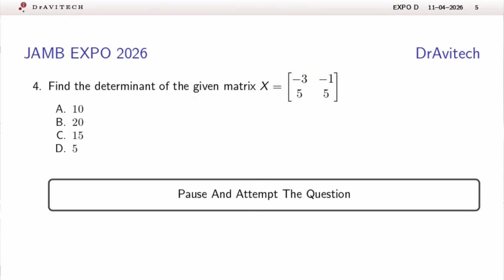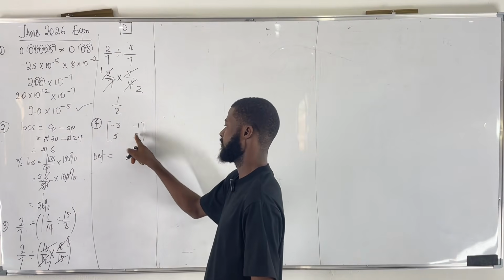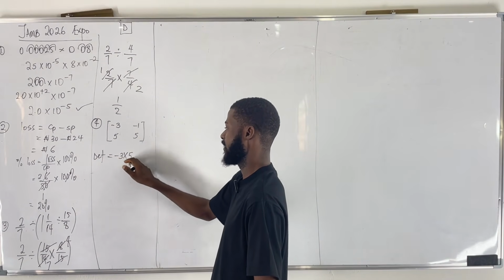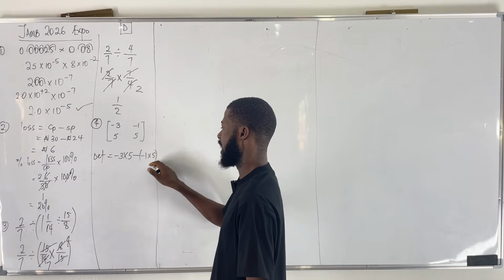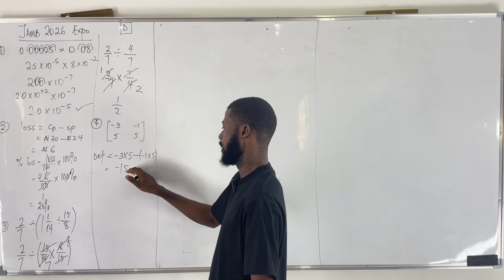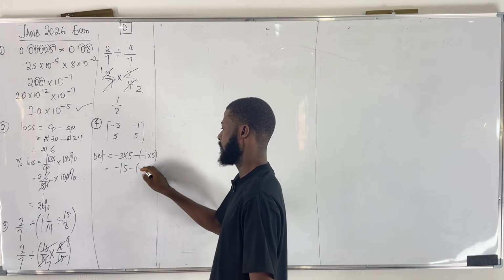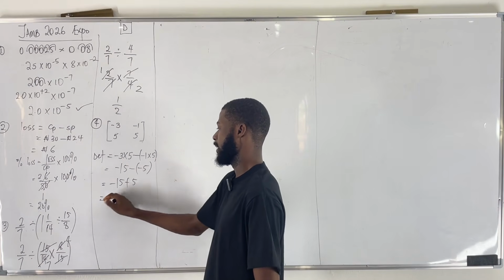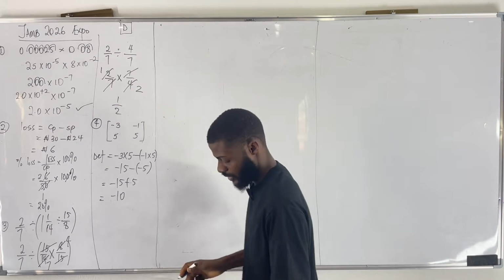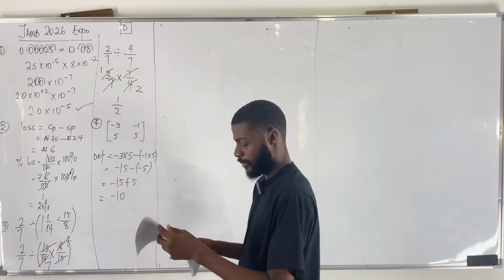Number 4 says, find the determinant of the given matrix X. So that matrix is -3, -1, 5, 5. So to find determinant, what we're going to do is we're going to say this times this. So that's -3 times 5. Then -1 times 5. So put a bracket here. -1 times 5. Now this will be -15. -1 times 5 is -5. So this is -15. Minus times minus is plus. And then -15 plus 5 is -10. So that will be the determinant of that very matrix.